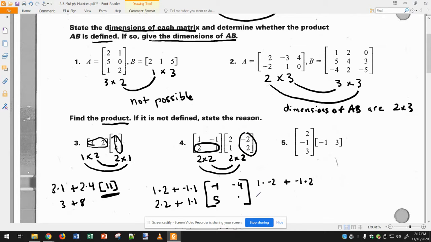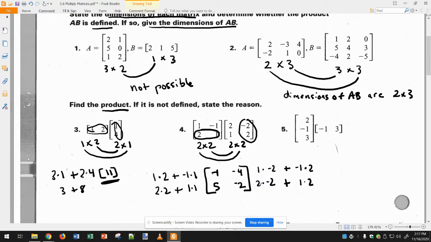2 times negative 2 plus 1 times 2. So that's negative 4 plus 2. Negative 4 plus 2 is negative 2. So there's our resulting matrix.